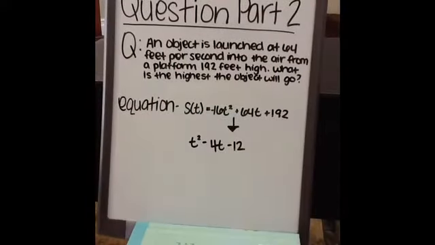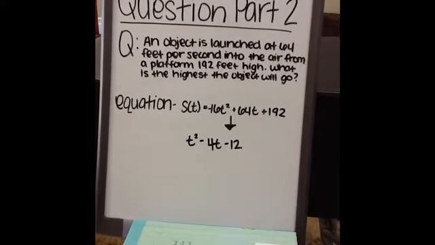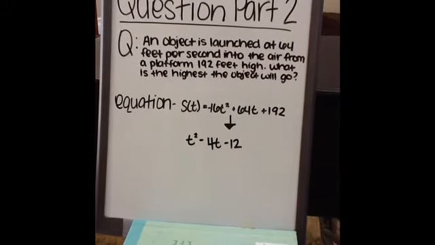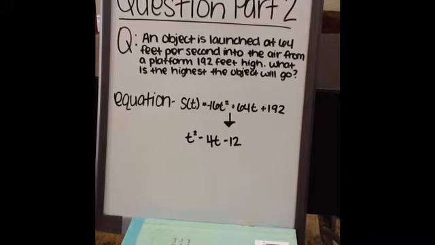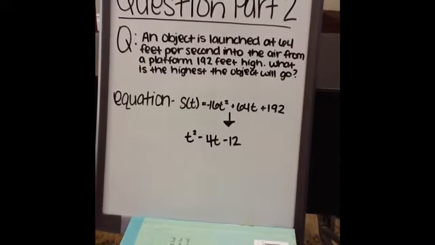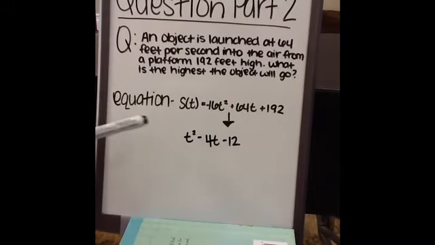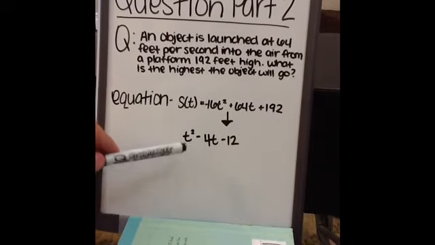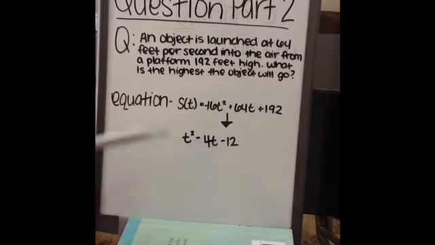Question part 2. An object is launched at 64 feet per second into the air from a platform 192 feet high. Now instead of figuring out when the object will hit the ground, we will now figure out the highest point the object will get to. So the question is modeled by the same equation, which is equal to t squared minus 4t minus 12.